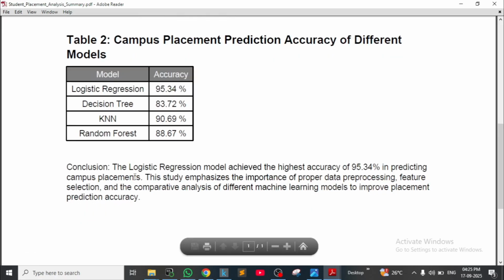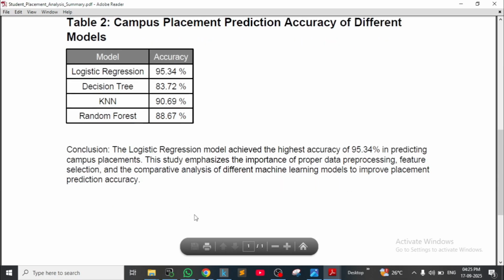Okay, conclusion: the logistic regression model achieved the highest accuracy of 95.34 percent in predicting campus placement. This study emphasizes the importance of proper data preprocessing, feature selection, and the comparative analysis of different machine learning models to improve placement prediction accuracy.